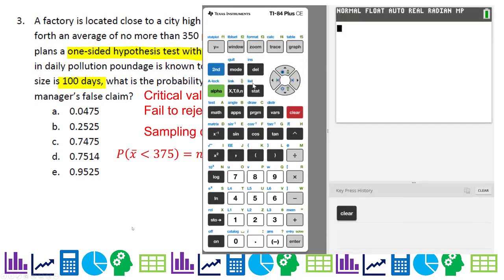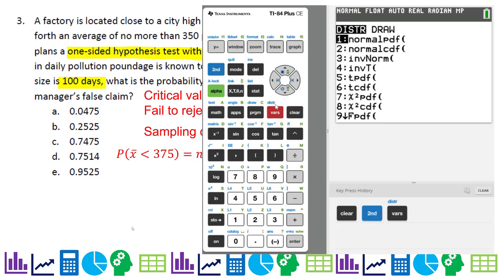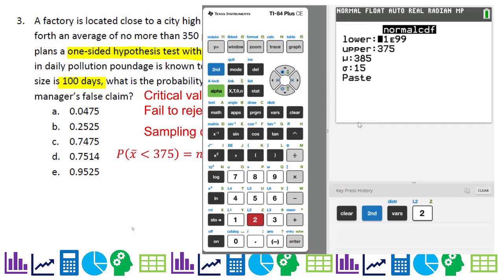We're going to find the probability the mean is less than 375. Using a normal distribution, we hit second distribution, so second vars. Make sure you go to normal CDF, which is 2. You can see I already put in the negative infinity. Here, I'll show it to you again. Make sure you hit the negative sign, not the minus sign. 1. And then to get to the E, hit that comma.